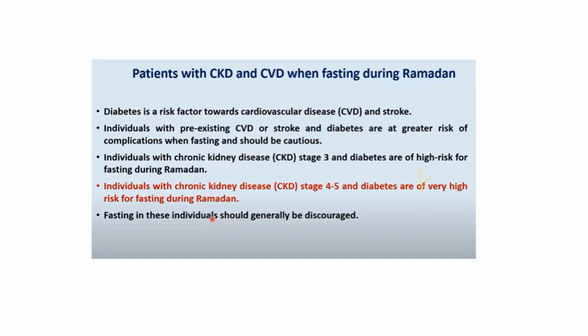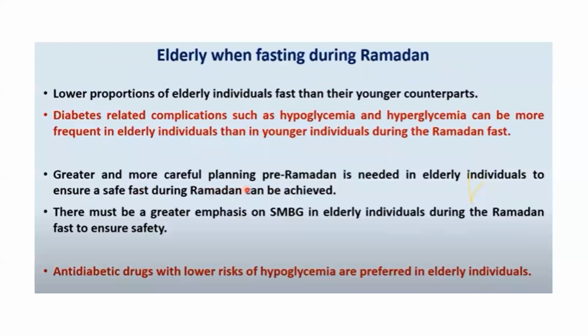Now, what about patients with CKD and CVD when fasting during Ramadan? Diabetes is a risk factor for cardiovascular disease and stroke. Individuals with pre-existing CVD or stroke and diabetes are at a greater risk of complications when fasting and should be cautious. Individuals with CKD stage 3 and diabetes are at high risk when fasting during Ramadan. Individuals with CKD stage 4 to 5 and diabetes are at very high risk for fasting during Ramadan. Fasting in these individuals should definitely be discussed. We already looked at the eGFR charting when we looked at the risk score, and that is how we will classify these patients into moderate to high risk.